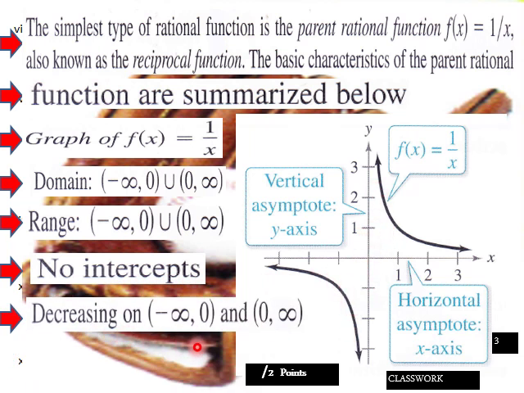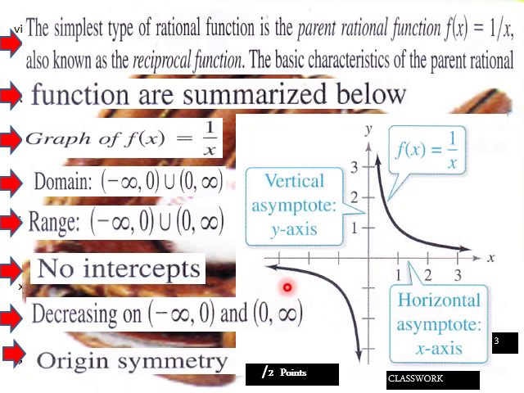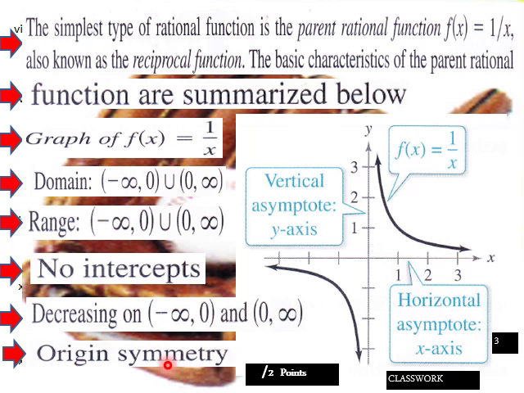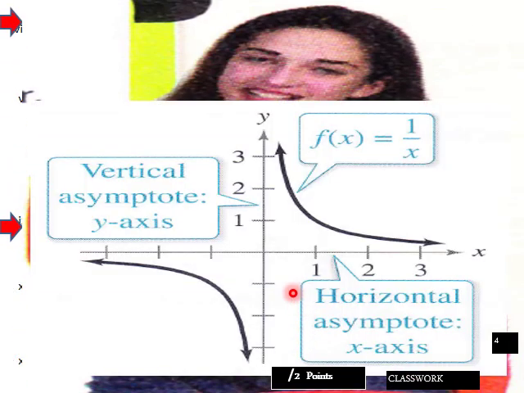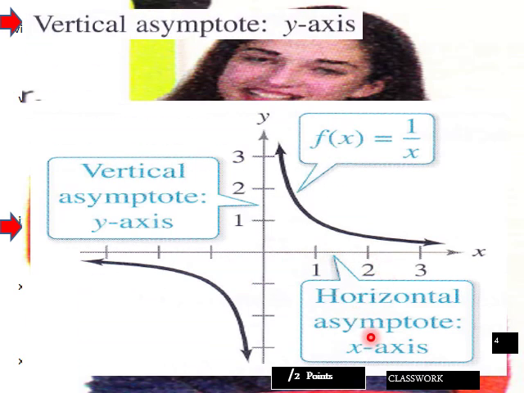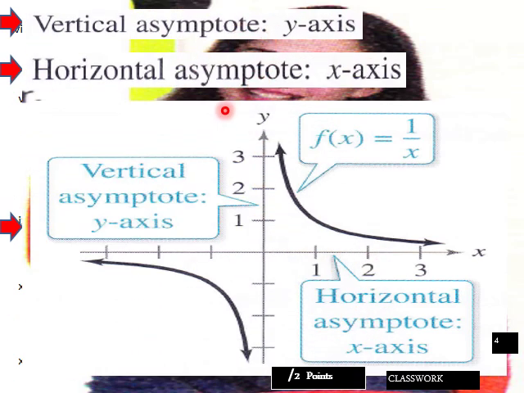And it's decreasing on negative infinity to 0, and also from 0 to infinity. Both these sides of the graph are decreasing. And then the symmetry is about the origin here. Both of these are symmetrical with respect to the origin. And then again here, your vertical asymptote is your y-axis, and your horizontal asymptote is your x-axis.